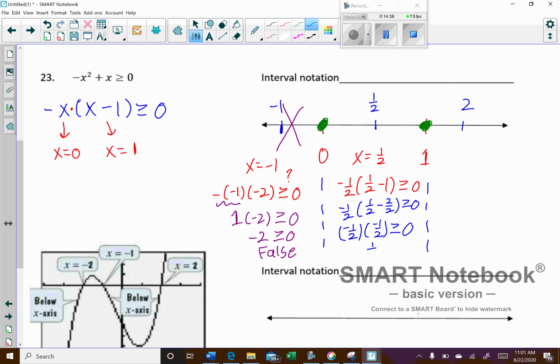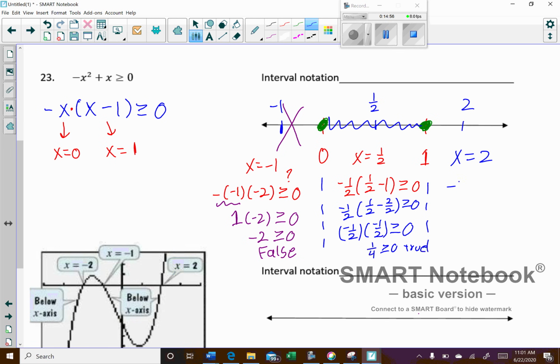So this actually becomes positive 1/4 is greater than or equal to 0. And that would be true. 1/4 is larger than or equal to 0. So we'll shade between there. Okay, and then now we'll try 2.